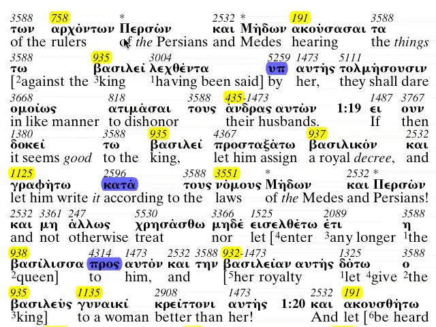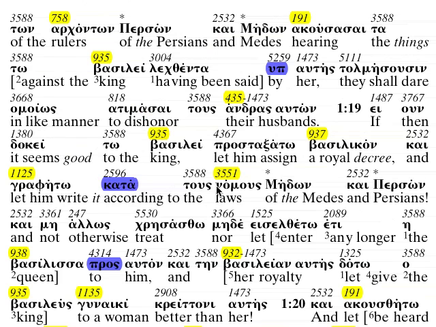So the rest of the rulers of the Persians and Medes, and the women, hearing the things said against the king by her, epo, abbreviated, by her, they shall dare in like manner to dishonor their anthras, their husbands, androgynous, manly.